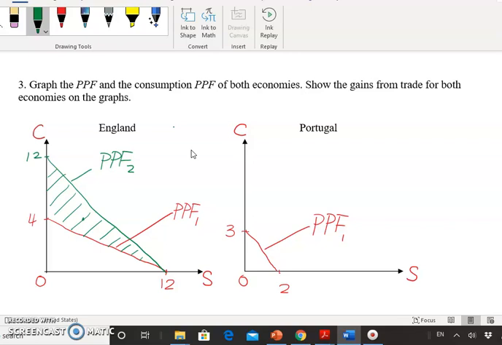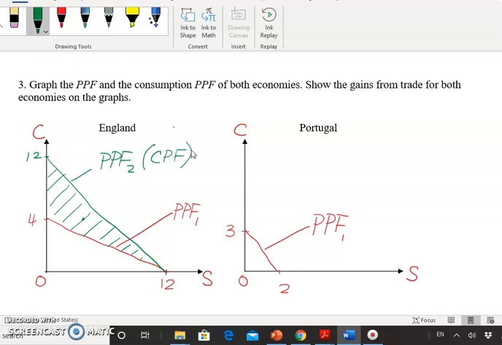Now, I want to say here, sometimes people won't call this PPF2, because this line, the green line, is not really the production possibility frontier. Sometimes people would say this is a consumption possibility frontier, okay? Because the 12 corns, England cannot produce that much. It gets 12 corns through trade with Portugal, right? So rigorously, we should say it's 12 corns available to English consumers. So sometimes people would call this CPF, just to let you know.